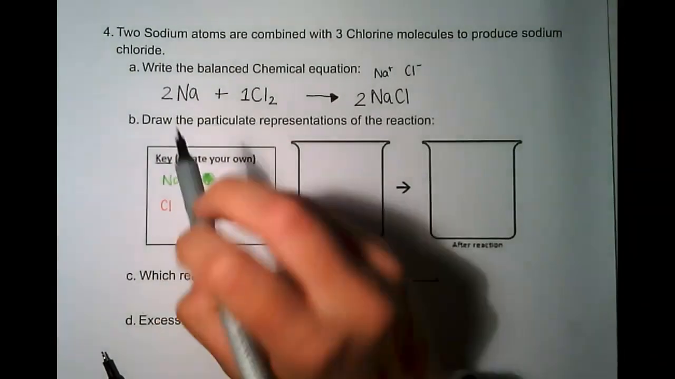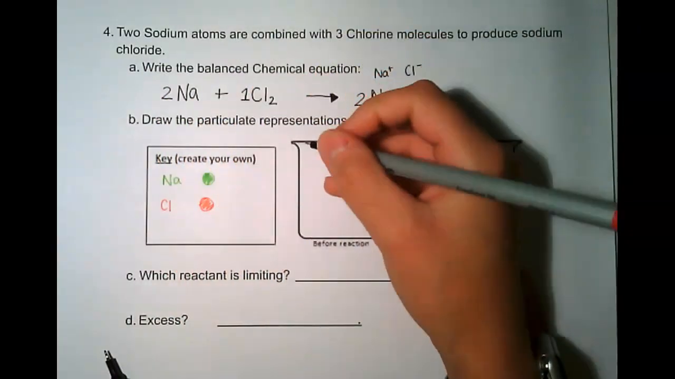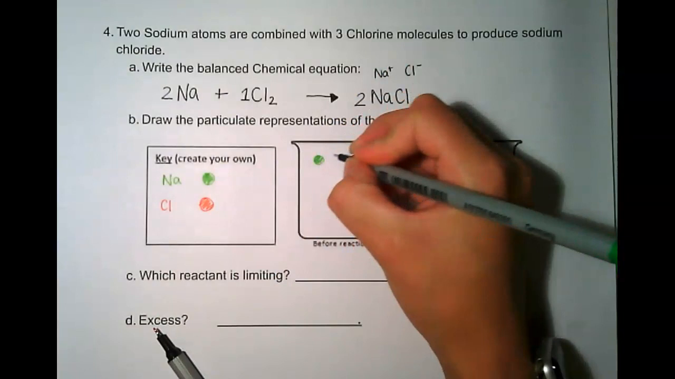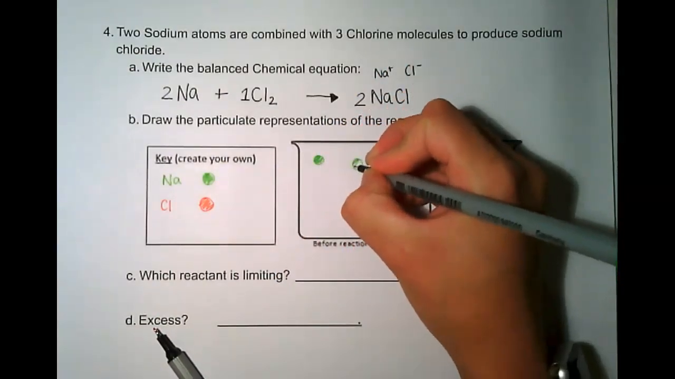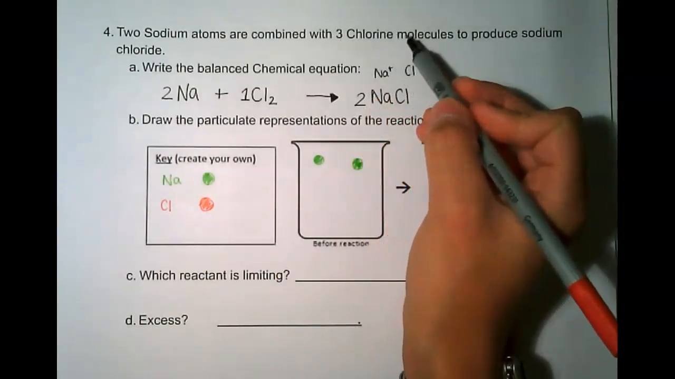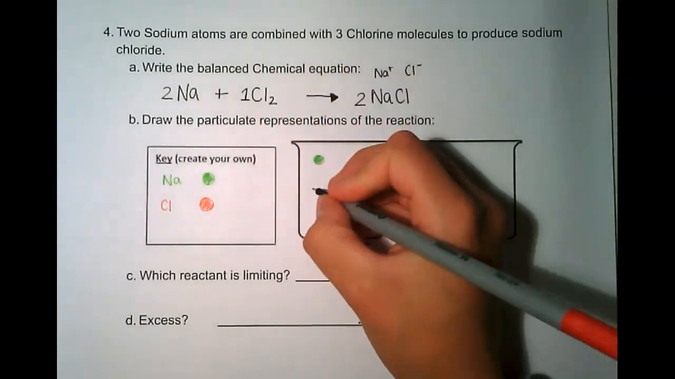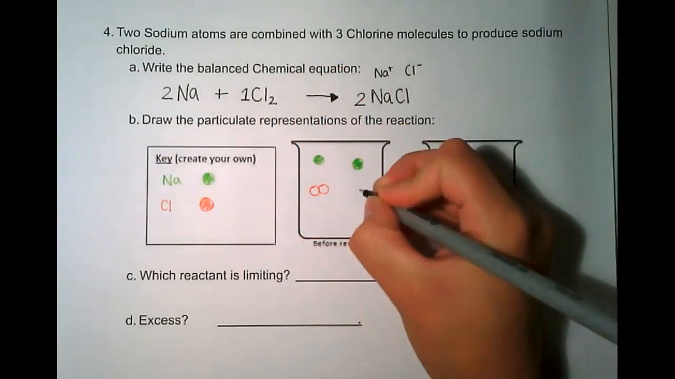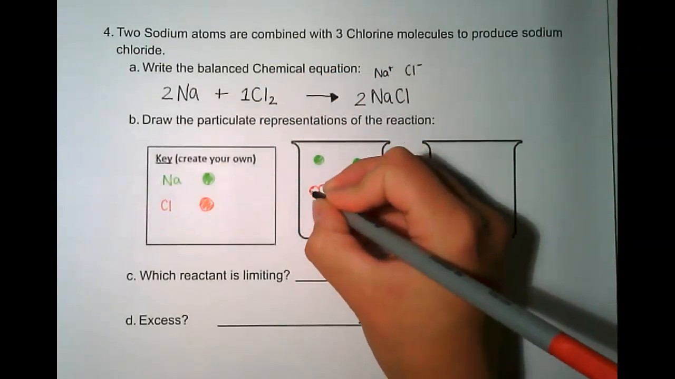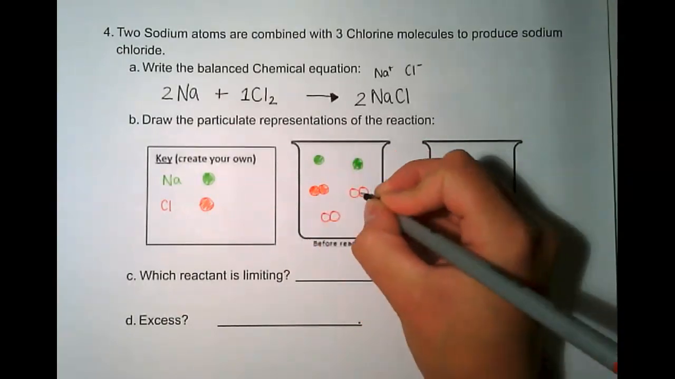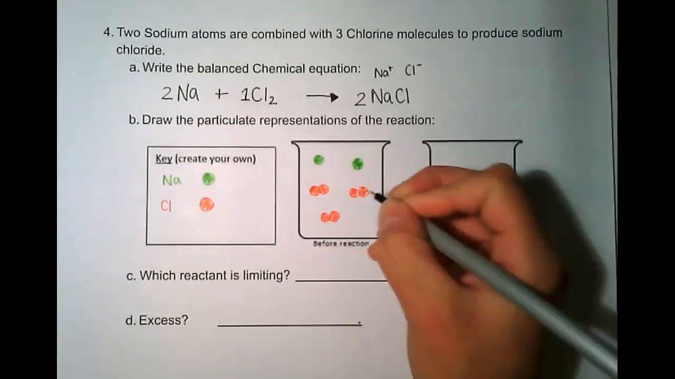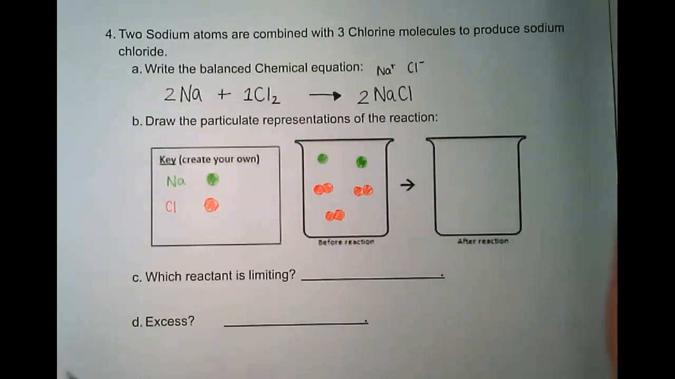So we're starting off with 2 sodium atoms. So we need 2 green circles, just 2 green circles by themselves. Okay. And then we are also starting off with 3 chlorine molecules, so 3 Cl2s. 1, 2, and 3. I'm going to color all those in. Okay, and we want to produce sodium chloride.